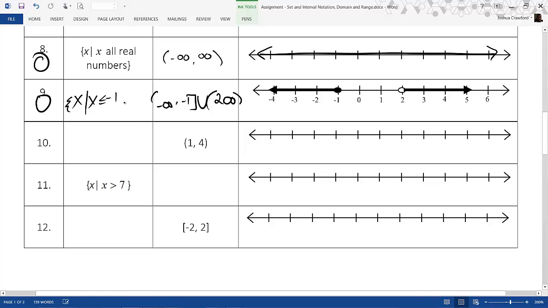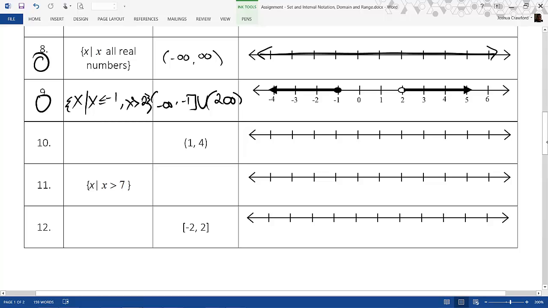An equals symbol, and then comma, your next set, which is 2 to infinity. So that means we're going to have x is greater than 2, because infinity is to the right of 2. So greater than 2, and then closing brace. And that is your set notation.